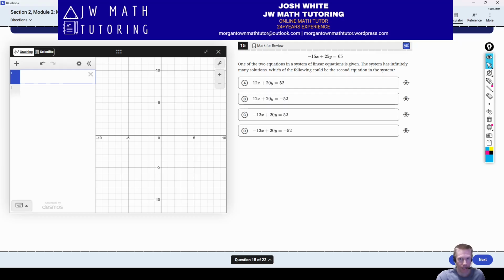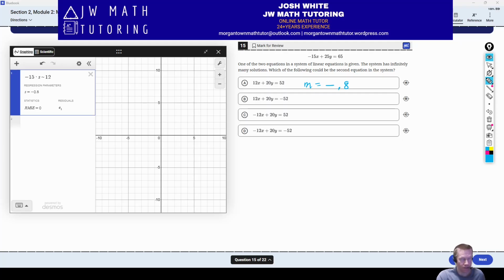So what I mean by that is, negative 15 times what number, and I'm going to use regression to get this, is equal to 12. So for example, if I look at answer choice A, the multiplier is negative 0.8, at least for the x's.